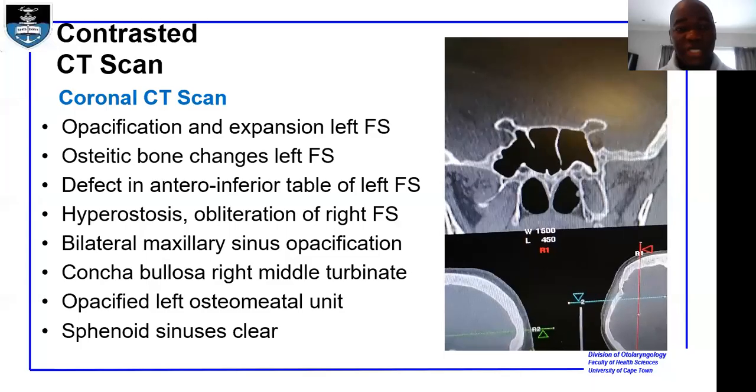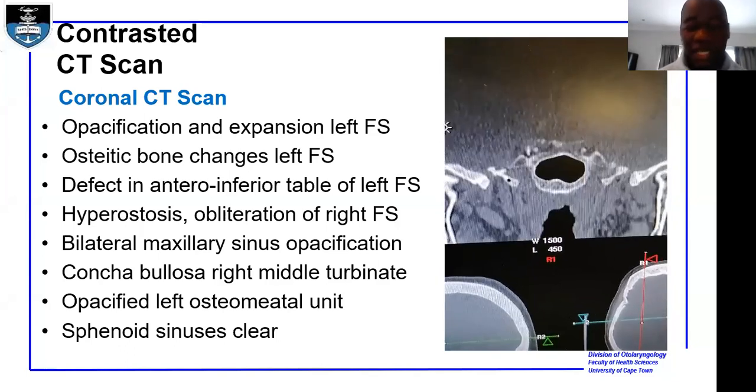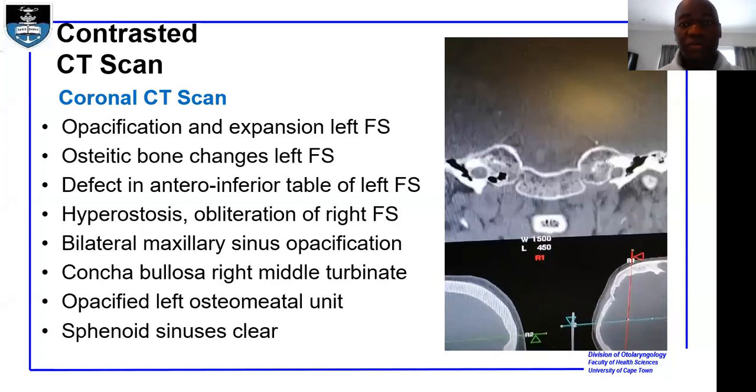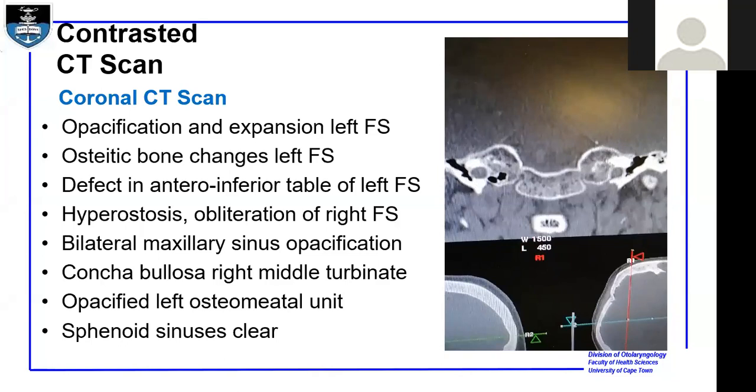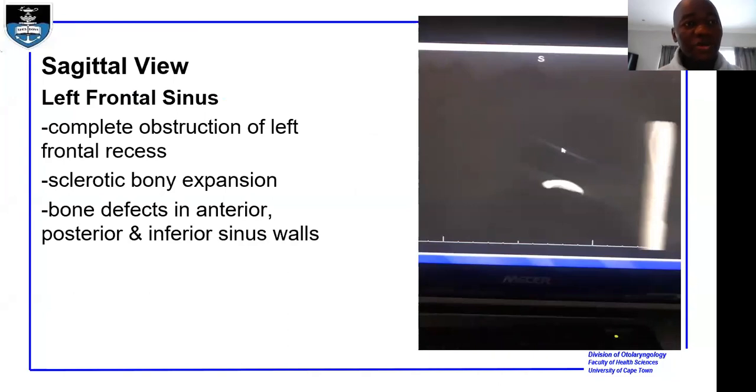Cabinet. Also, there's an opacified left osteomeatal unit, but the sphenoid sinuses are clear. We also did a sagittal view of the frontal sinus, which showed a complete obstruction of the left frontal sinus with sclerotic bony expansion, and there were bony defects also in the anterior, posterior, and inferior sinus walls.